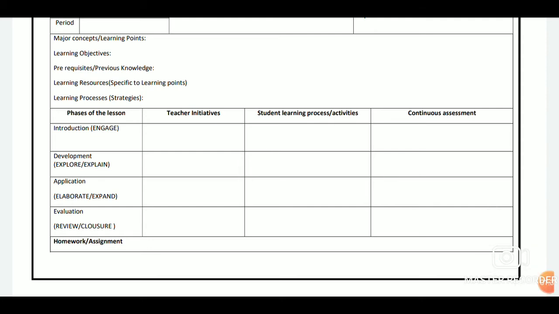Now, in the teacher initiatives, we need to write everything that the teacher is expected to perform or expected to ask in the class that day. In the students' learning process or activities, we need to write everything that the student does or answers, or whatever question he or she may be expected to ask in that particular class. We need to write all the things that are expected to happen that day, because lesson planning is always done before the class, before the performance. So everything that we are going to write is the expected thing.